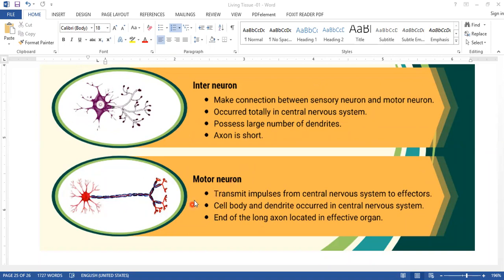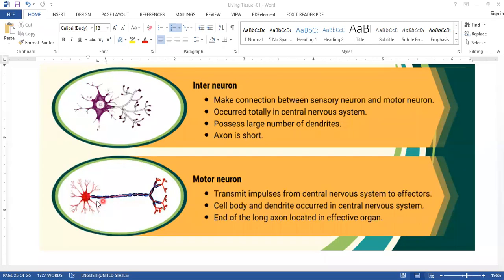And the third one, if you look at the motor neuron, look at this one, the cell body and the dendrites occur in the central nervous system. Central nervous system means in the brain or the spinal cord, wherever. And the second one, the end of the long axon.